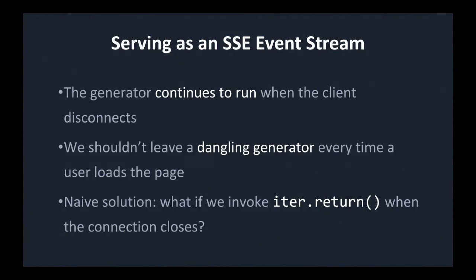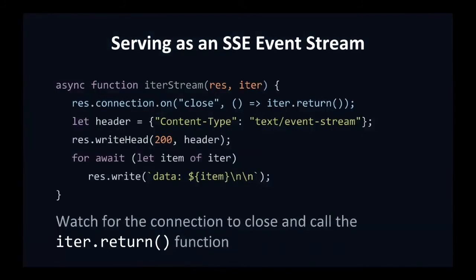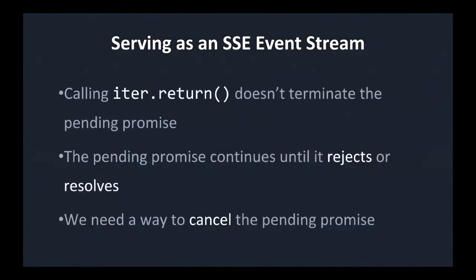So what do you do about this? What you need is a way to cancel the pending promise. Real quick, I kind of glossed over this, but this is an example of how you would change the iterstream function to wait for when the user disconnects and call return on the iterator. But moving along, I already explained all of this. I got ahead of my slides. We need a way to cancel the promise.